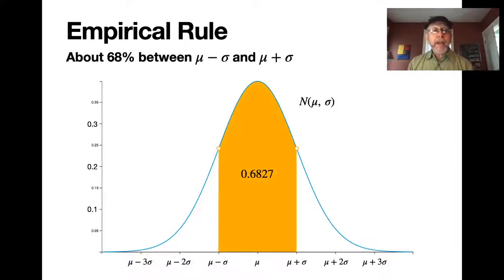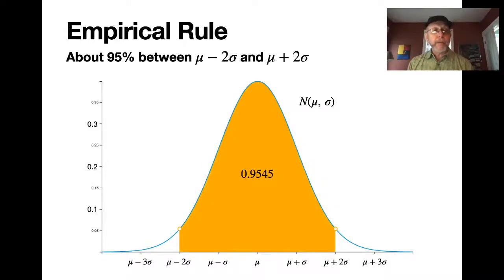And if you look at plus or minus 1 standard deviation around the mean, so that would mean from mu minus 1 sigma to mu plus 1 sigma, you find that the area is 0.6827, and that's true for any normal distribution. So about 68% of any normal distribution lies within 1 standard deviation of the mean. If you look within 2 standard deviations of the mean, that area turns out to be 95.45%. And again, this is true for any normal distribution.